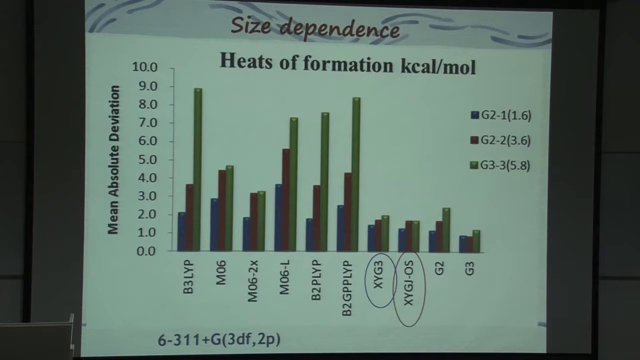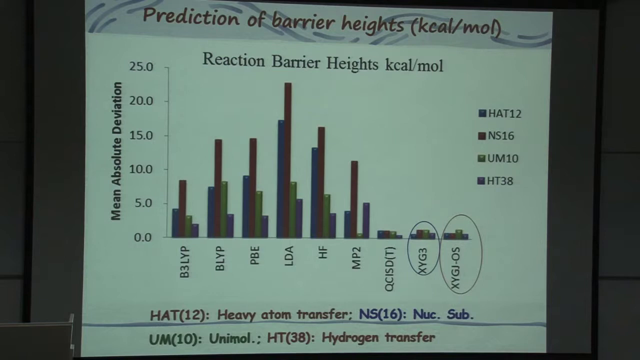So these are independent testing sets. We're using Truhlar's sets for reaction barrier heights as an independent testing set. This set includes heavy atom transfer, nucleophilic substitution, unimolecular, and hydrogen transfer, altogether 76 reaction barrier heights. And this is the performance. You can see now we can cut this mean absolute deviation from B3LYP, which on average is around 4.5 kcal/mol, and for PBE, which on average is around 9 kcal/mol, down to something like 1 kcal/mol, which again is really similar to the coupled cluster based QCISD(T) methods. So this is a simplified version of CCSD(T).